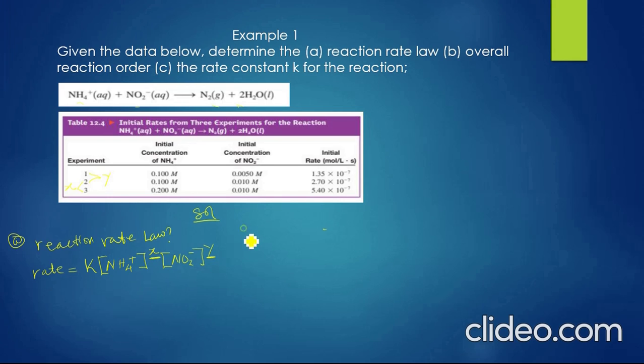I'm saying we're going to use rate 2 over rate 1. Again, we are going to use rate 3 and rate 2, like this. So don't forget this. Now let's start with rate 2 and 1, so that we can determine our order y with respect to this concentration you're seeing here. So we're having rate 2 over rate 1 equal to the general form of the rate law.